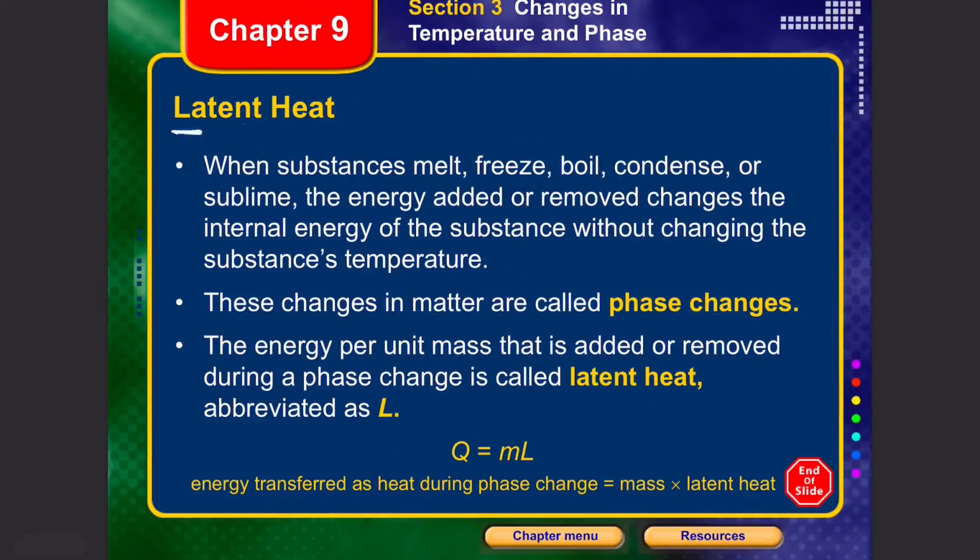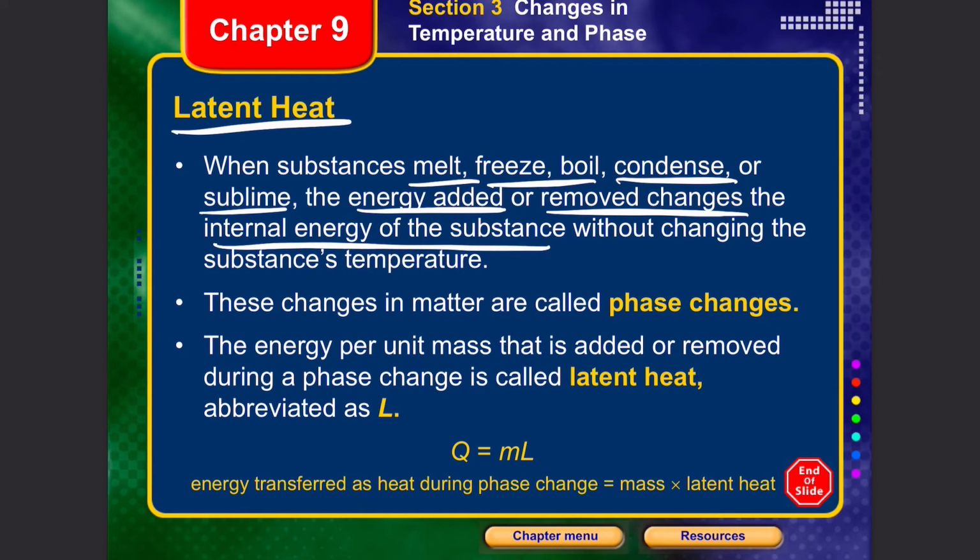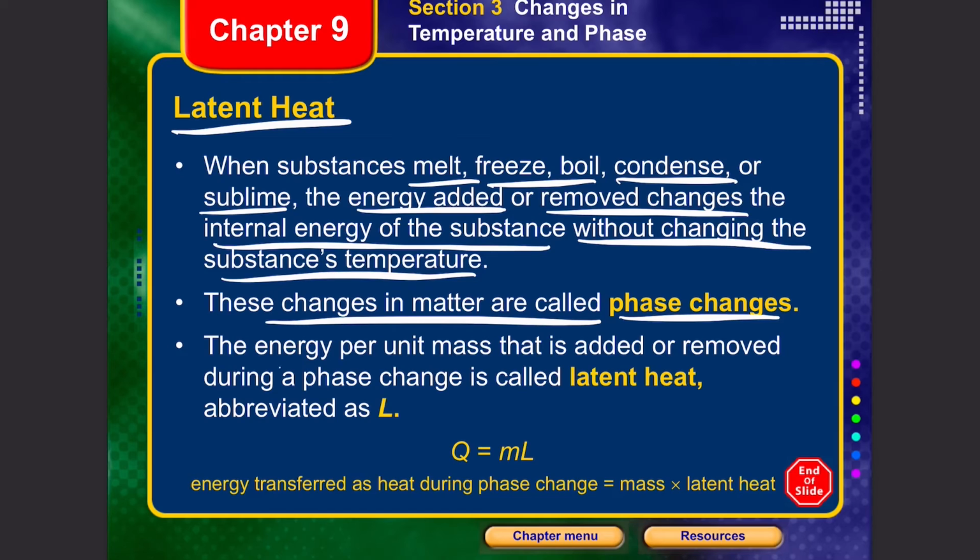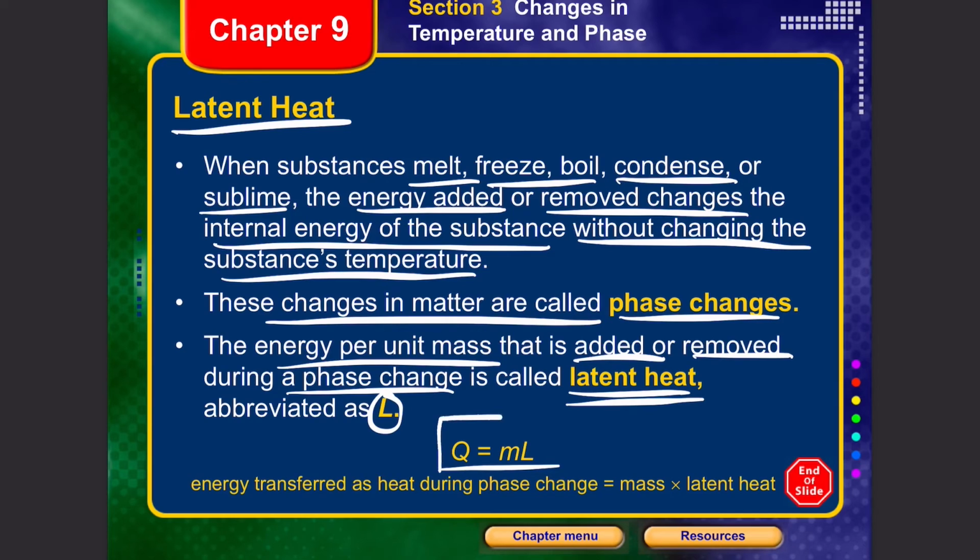So next, finally, let's talk about the final topic, latent heat. Whenever substances melt, freeze, boil, condense or sublime, the energy added or removed changes the internal energy of the substance without changing the substance's temperature. These changes in matter are called phase changes, and the energy per unit mass added or removed during a phase change is called latent heat, generally abbreviated as L. So during a phase change the amount of heat transfer Q can be written as ML, where M represents the mass and L represents the latent heat.